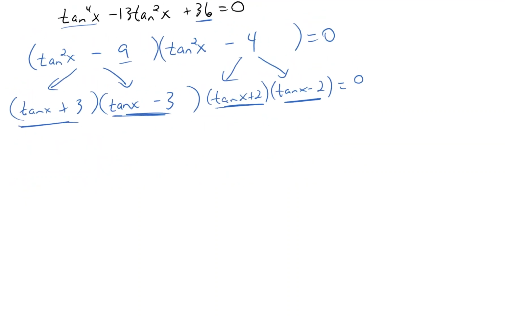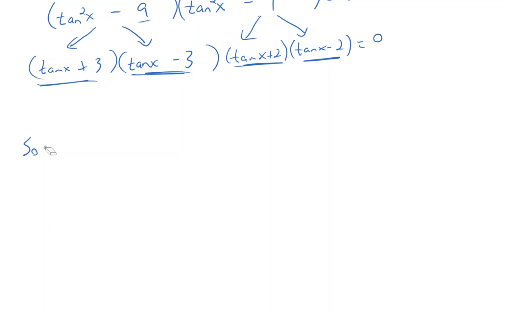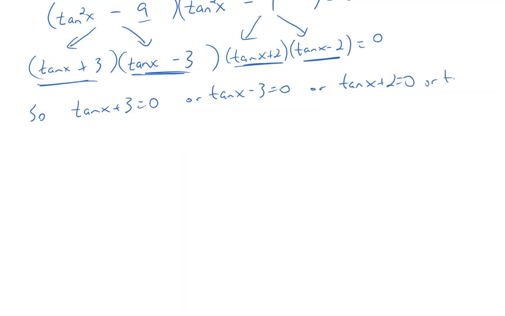So now, for that to happen, I don't know why my screen is jumping around, I apologize. So I know that tangent of x plus 3 equals 0, or tangent of x minus 3 equals 0, or tangent of x plus 2 equals 0, or tangent of x minus 2 equals 0. So in other words, tangent of x could be negative 3, tangent of x could be positive 3, tangent of x could be negative 2, or tangent of x could be positive 2.